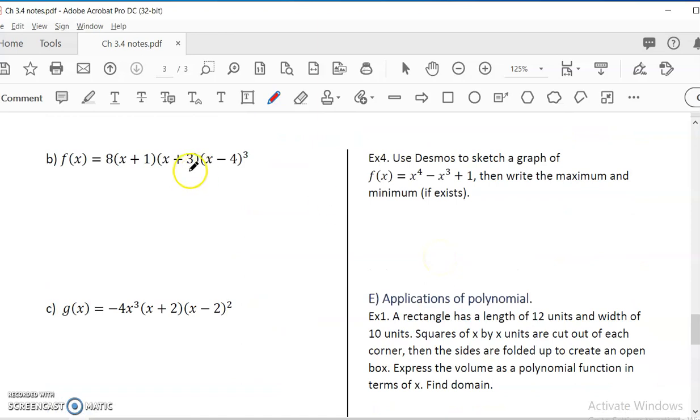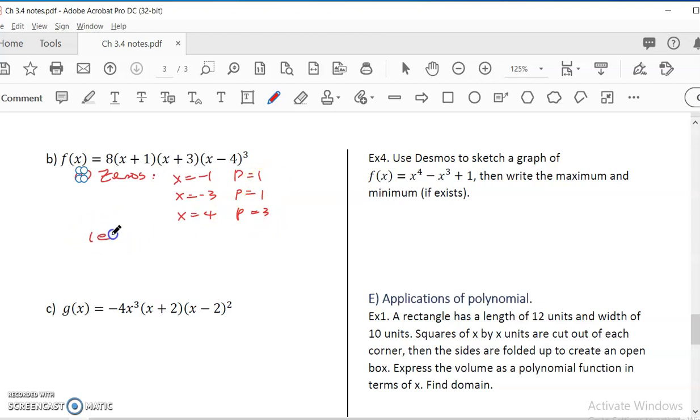Next one. So remember the steps. The first step is factor. It is already factored. So find zeros. x is equal to -1, multiplicity is equal to 1. x is equal to -3, multiplicity is also 1, both pass through. And x is equal to 4, multiplicity is 3. So this is a pass through, but a nonlinear pass through.